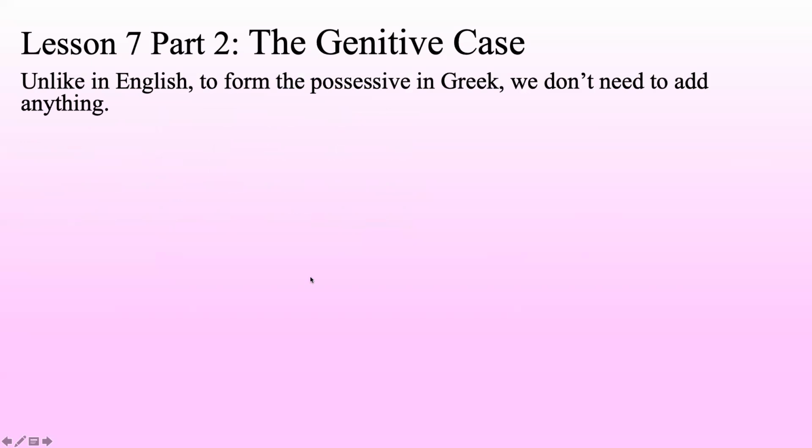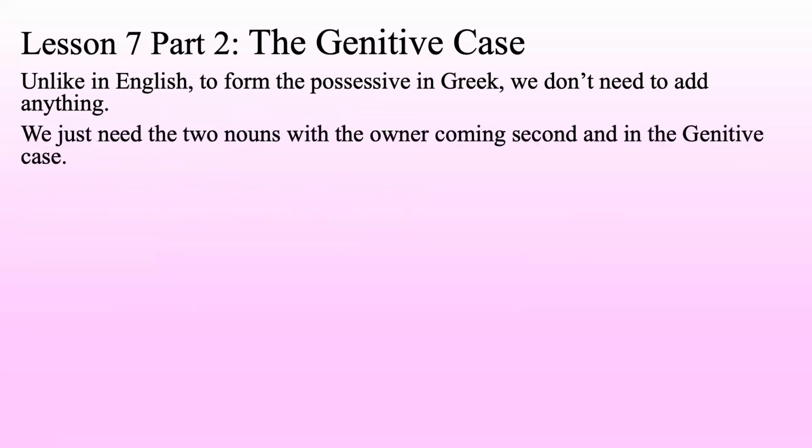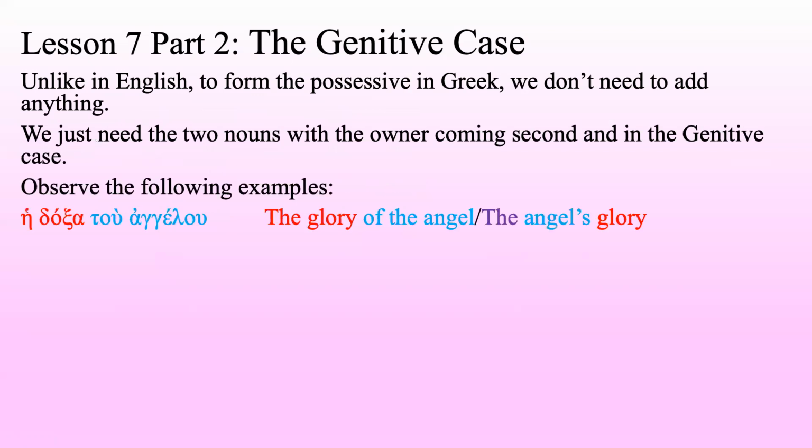Now let's look at meaning. Unlike in English, to form the possessive in Greek, we don't need to add anything. We just need the two nouns with the owner coming second and in the genitive case. So observe the following examples. He doxa tu angelu, the glory of the angel, or the angel's glory. So here we have the glory in the nominative. We have of the angel in the genitive. The angel is the one who's doing the owning. It's the one that has glory.